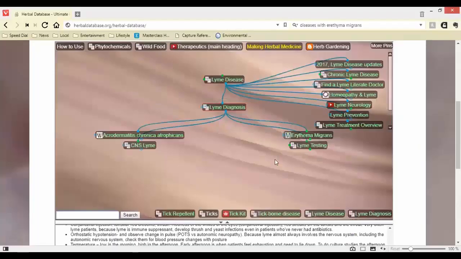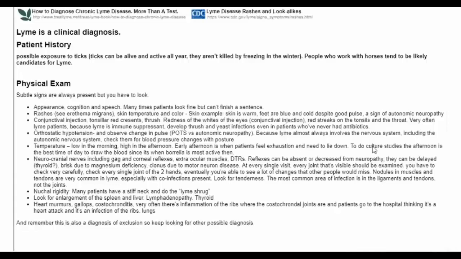So I'm going to Lyme diagnosis now. And I'll just open this up. So you've got a couple of important links up here. One of the other issues is that folks have learned that if you see a bullseye rash, that's an indicator that you've been infected with Lyme disease. That's called the erythema migrans rash.